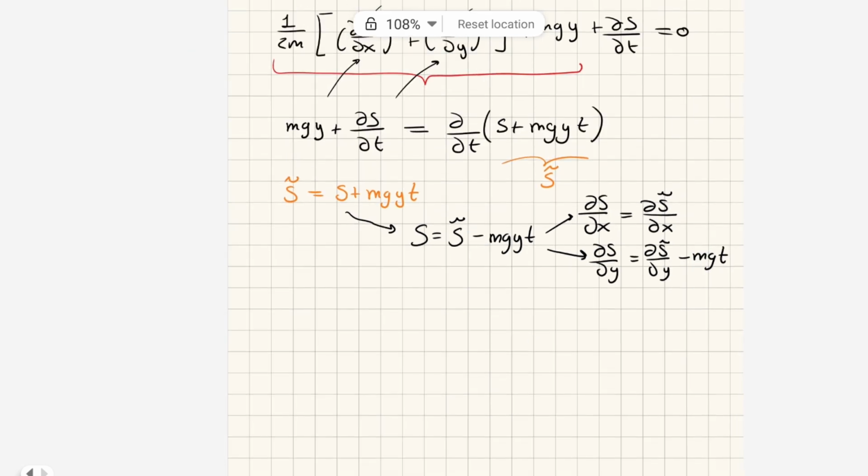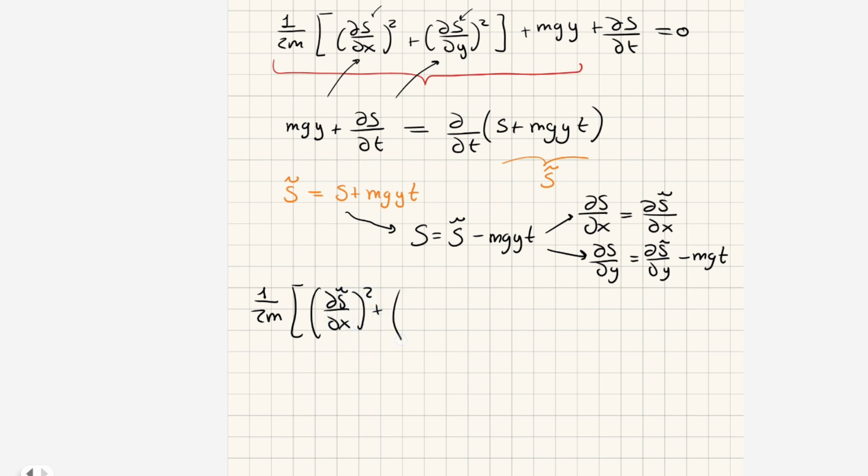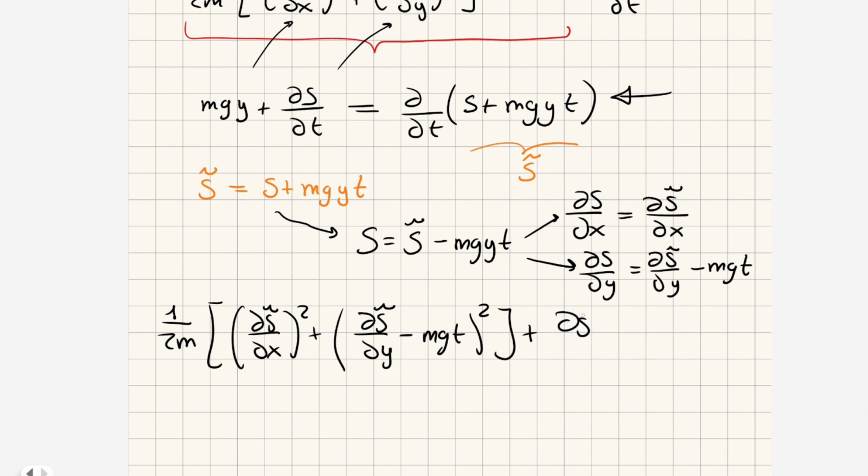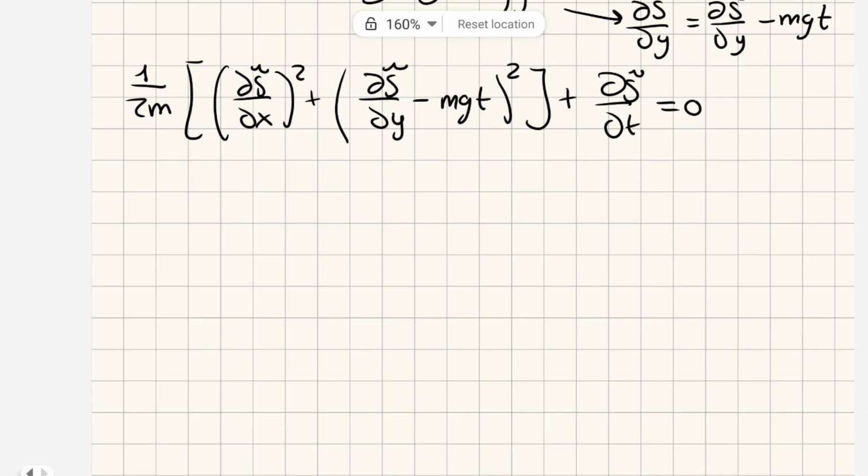Okay, perfect. So we are going to take these results into the Hamilton-Jacobi equation to get 1 divided by 2m that multiplies the partial of s tilde with respect to x squared plus the partial of s tilde with respect to y minus mgt squared, plus, and here is where we are going to use this formula, the partial of s tilde with respect to time equals 0, because this thing is s tilde. Okay, perfect. So with this we have found an equivalent Hamilton-Jacobi equation for the particle in the uniform gravitational field.